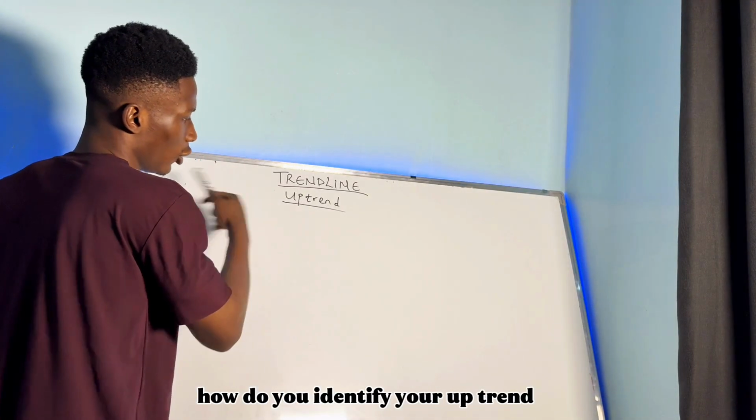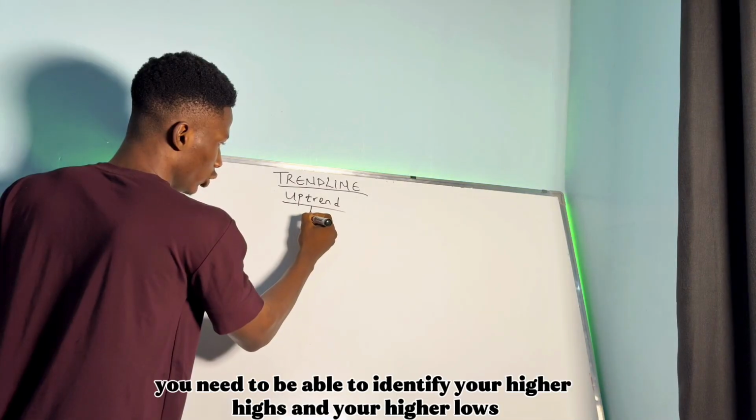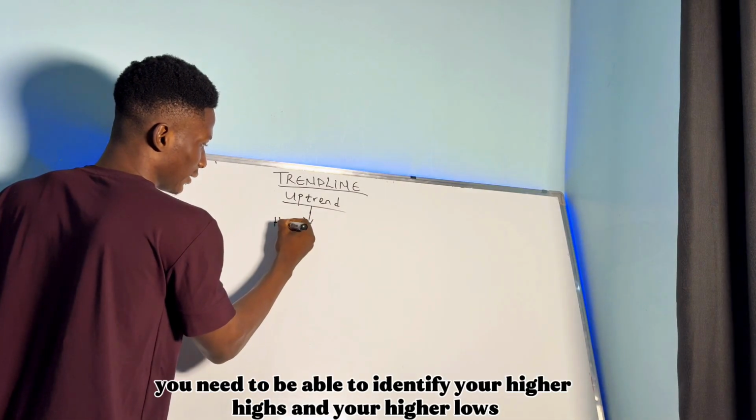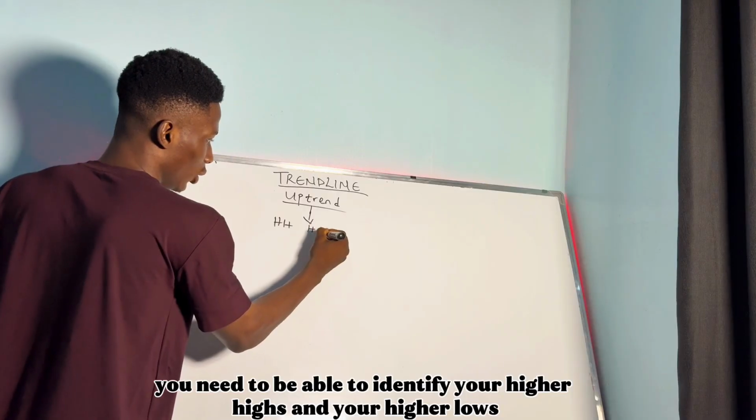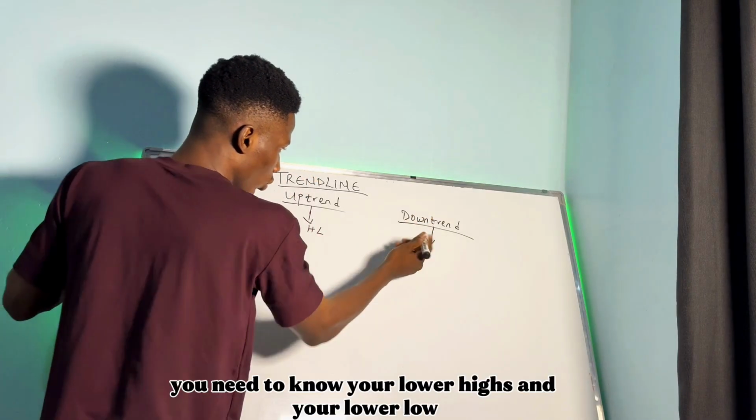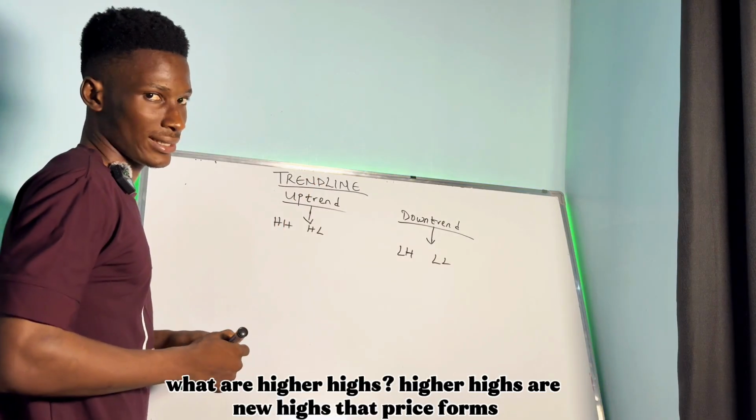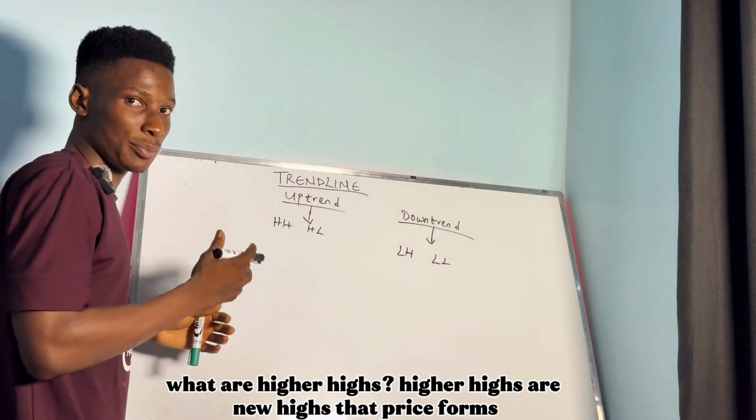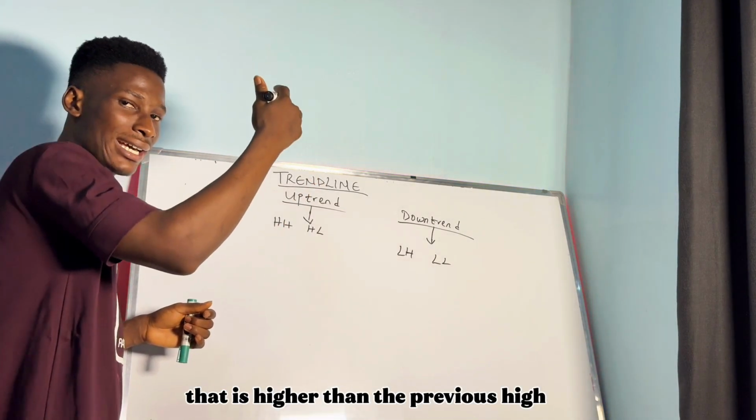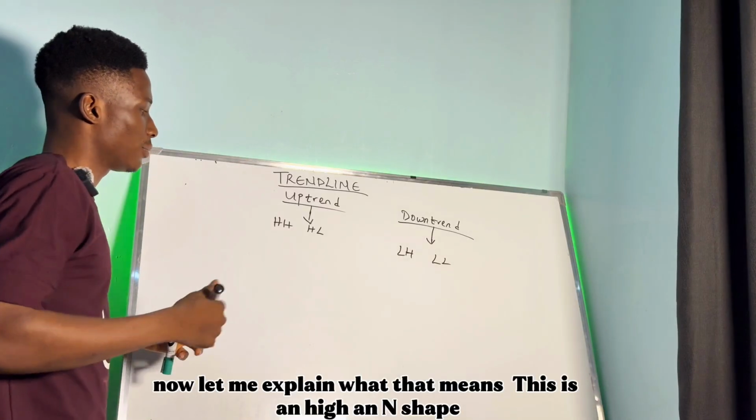How do you identify your uptrend? To identify your uptrend, you need to be able to identify your higher highs and your higher lows. To get a downtrend, you need to know your lower highs and your lower lows. What are higher highs? Higher highs are new highs that price forms that are higher than the previous high. Now let me explain what that means.